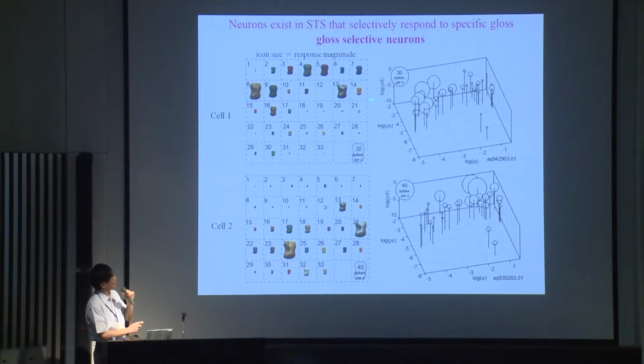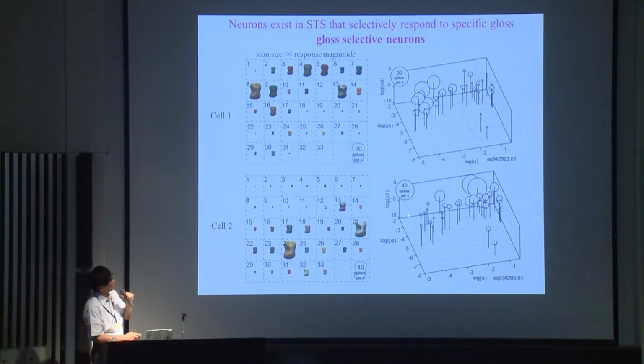So this slide shows 2 examples of what we call gloss-selective neurons. In this figure, the response magnitude is indicated by the size of icons. So this neuron strongly responded to a shiny object with sharp highlights. On the other hand, this neuron responded to a glossy object with blurred highlights. So we found many such gloss-selective neurons in this area.